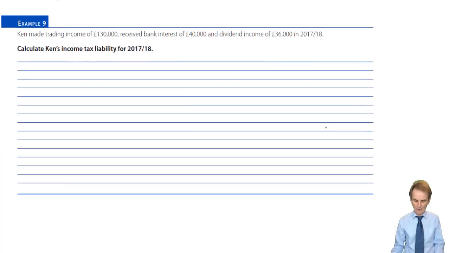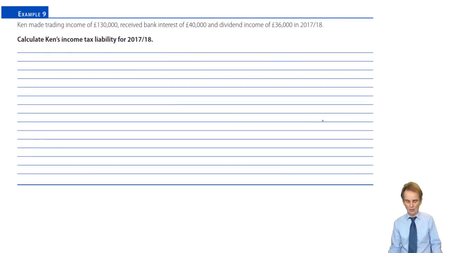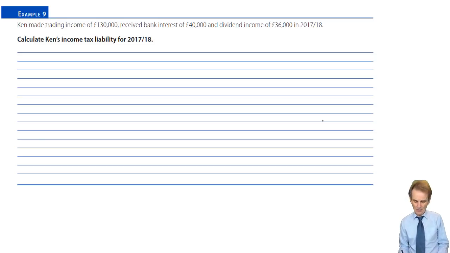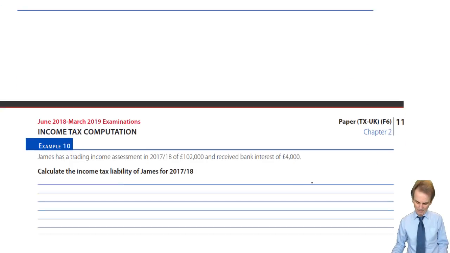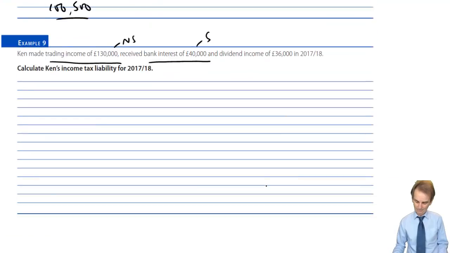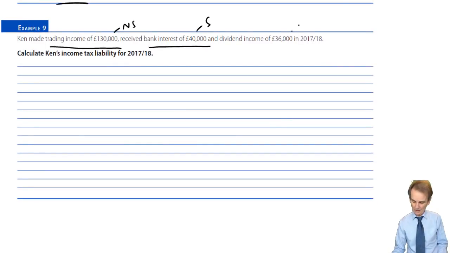Now we've got, well, we might say a slightly more interesting example in terms of example 9, given the level of income now the taxpayer has, which, as you'll see, I hope you'll see, will clearly make the taxpayer an additional rate taxpayer. Look at what Ken has got. Trading income, 130. Trading income, non-savings. Bank interest of 40. Savings income. Dividend income, obviously dividend there, 36,000.